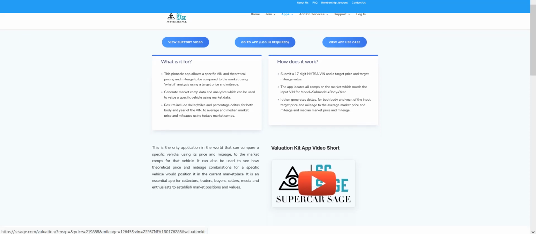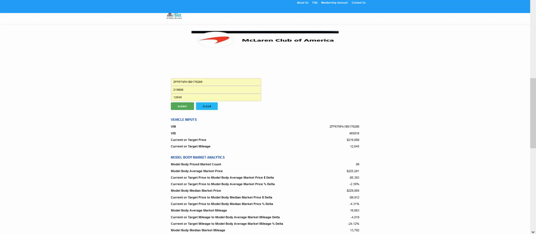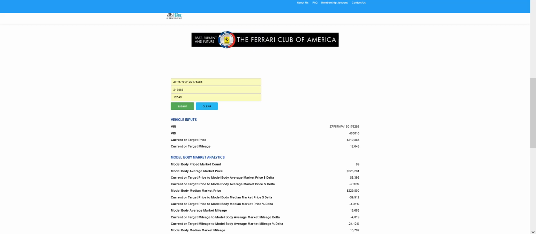Migrate to the app. Enter a VIN that is in the Sage database. Enter the desired price and mileage to compare to the core market analytics matching the build specifications for this VIN. If you have migrated from the Market Inventory app, the VIN and current data are pre-filled. Select Submit to generate the results.